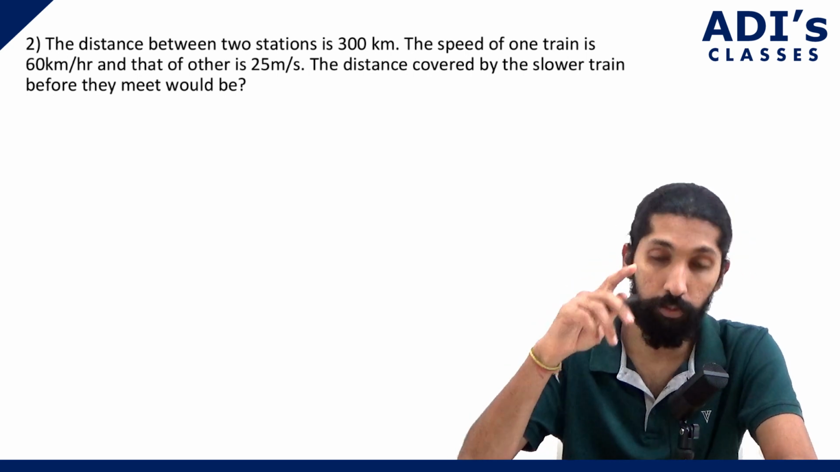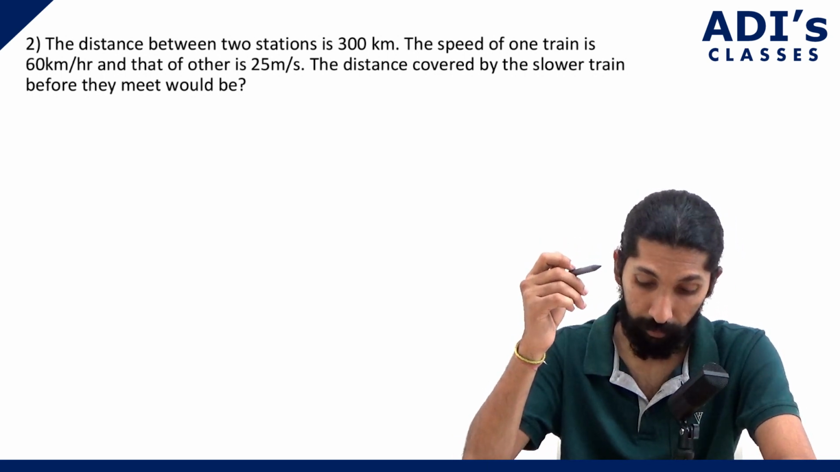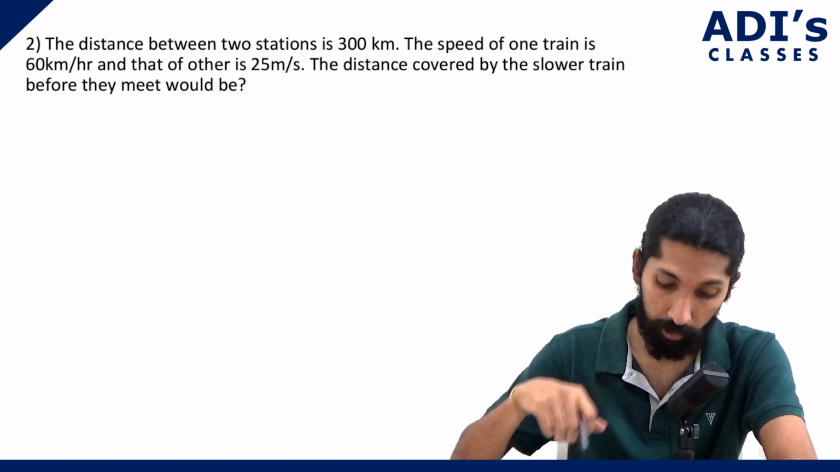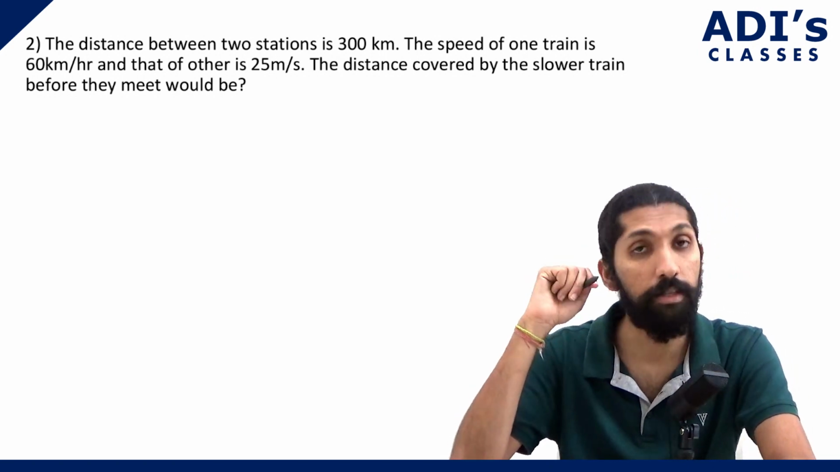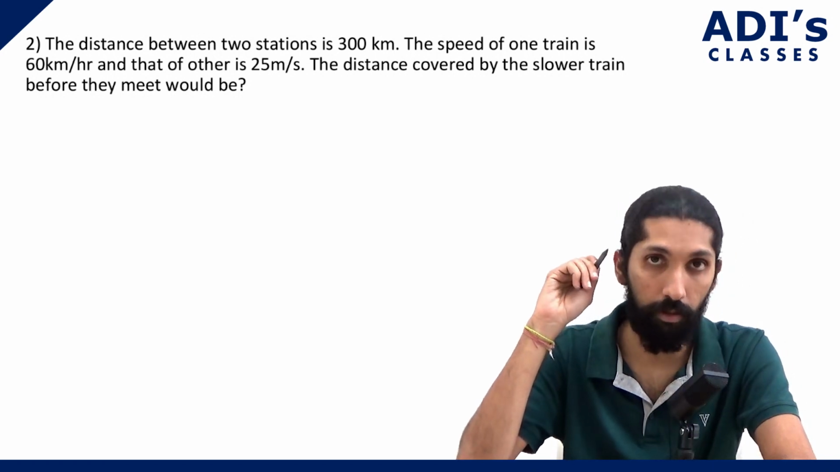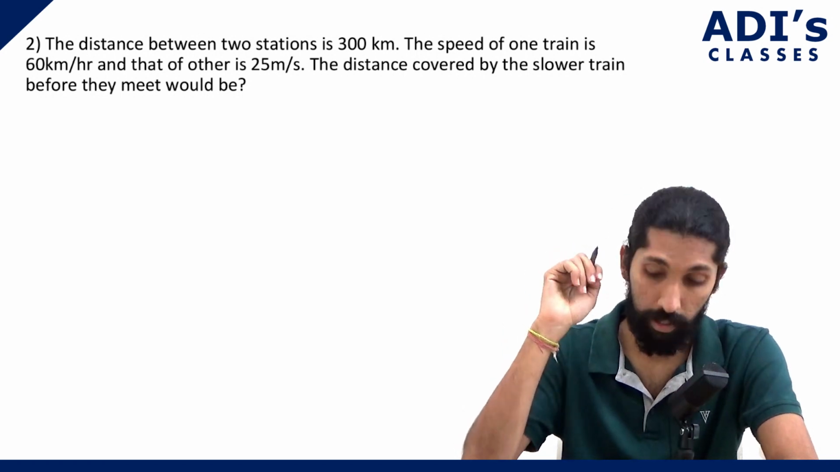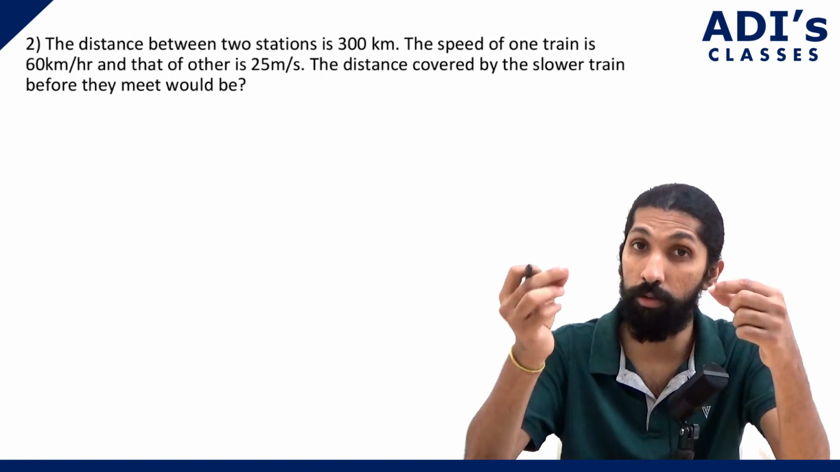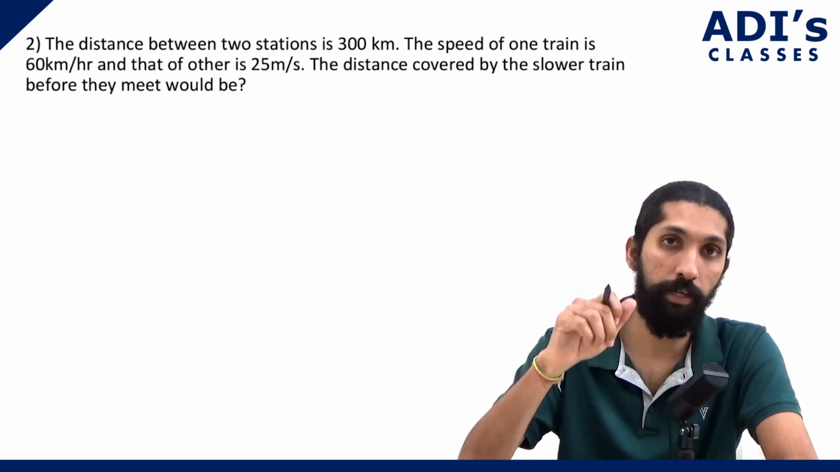See, the distance between two stations is 300. Speed of one train is 60, the other is 25 meter per second. The distance covered by the slower train before they would meet, right? Now here in this case, both of them are moving in the same direction, all right? So that would be the case where we are going to look at it. And you can also take it that the distance between the stations, so you might also say that they're in the opposite direction. That's also one of the cases, all right?